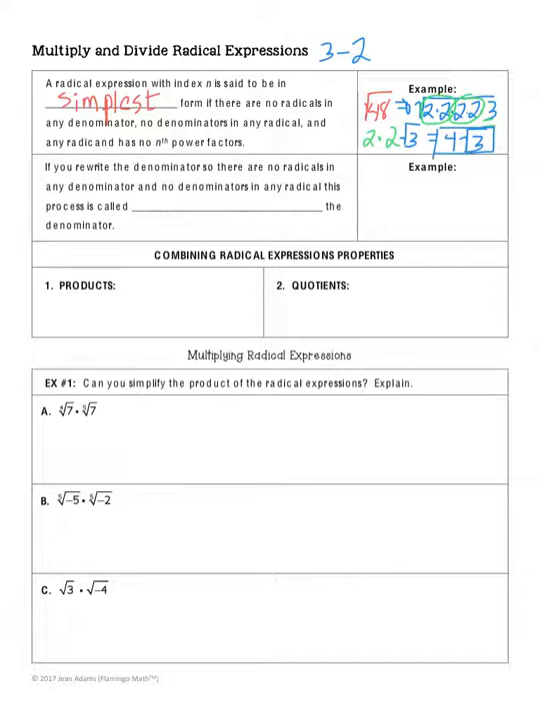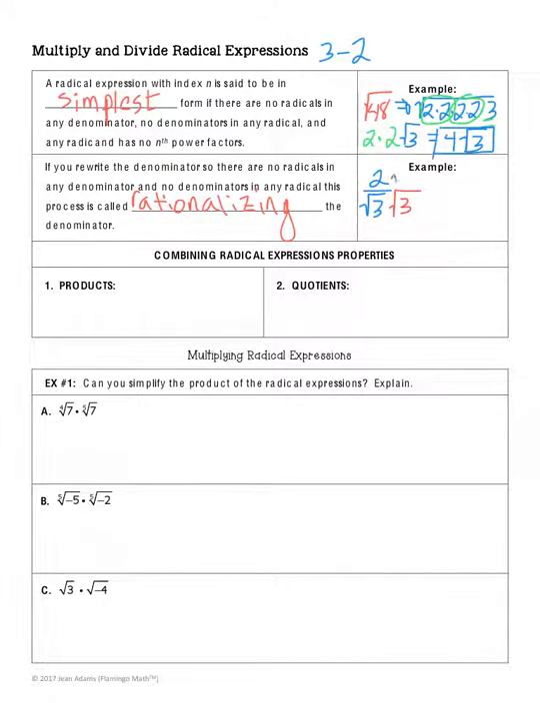If you rewrite the denominator so that there are no radicals in any denominator and no denominators in any radical, this process is called rationalizing. So that's another thing we're going to look at today. So for example, let's say that I had 2 over the square root of 3. You cannot have a radical in the denominator. Because it's a square root, how many more 3's do we need to make this a perfect square? Well, I have 1 3. I need 2 3's underneath that radical.